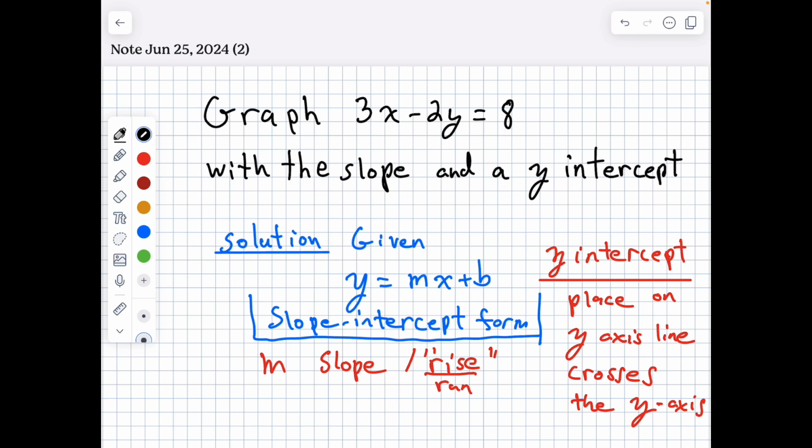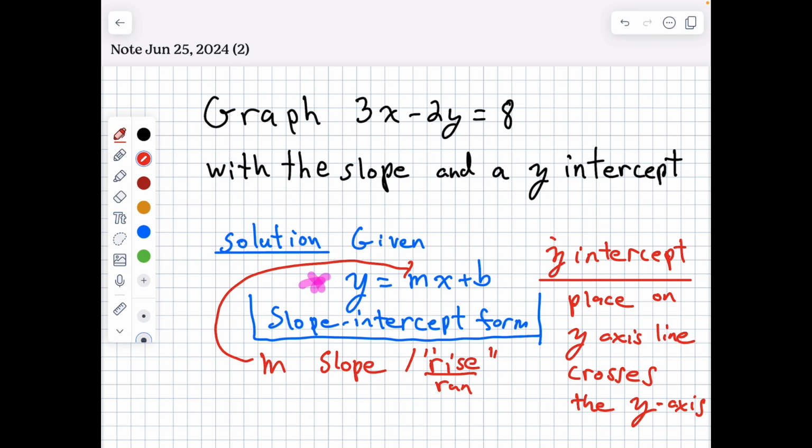Y equals mx plus b is a very famous equation, I would say, in math. It's called the slope-intercept form. And it's really useful because of the information you can get from it. If you have an equation that's in that form, the coefficient of x, the number in front of x, m, that's what we call the slope. And the slope basically tells you the steepness of the line or the change in the line from one point to the next. We call that the slope or the rise over run.